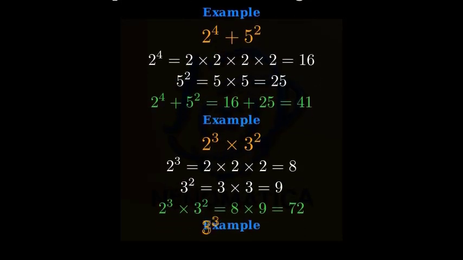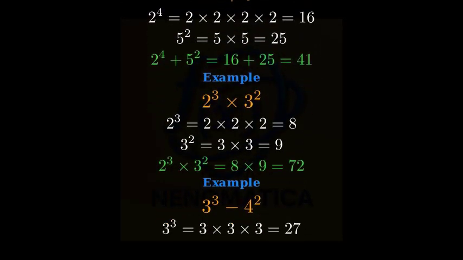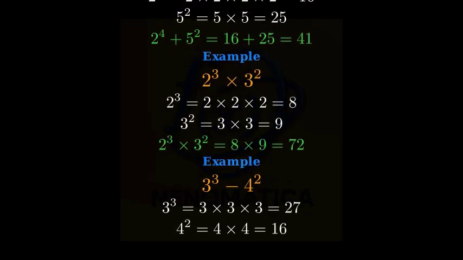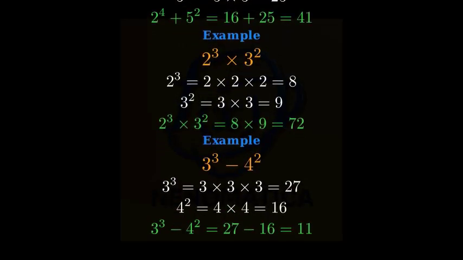Let's continue with our third example. For 3 cubed, we multiply 3 by itself 3 times. 4 squared. We multiply 4 by itself twice. Now, we subtract 16 from 27, which gives us 11.